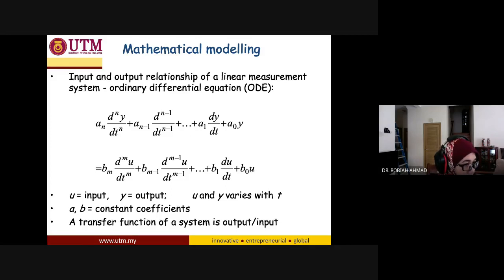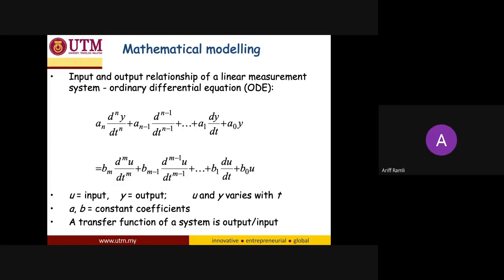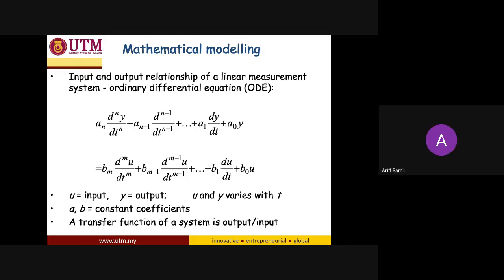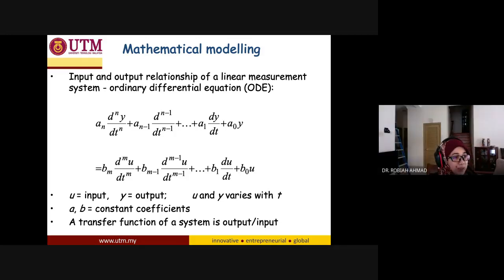Have you been doing or deriving the transfer function in your previous class? In ODE, yeah. And what about the transfer function? Not remember. Not yet. Okay, or maybe you have been doing it, but you did not realize it.